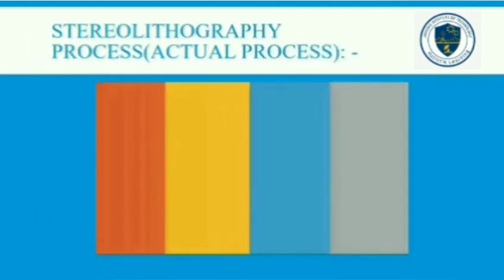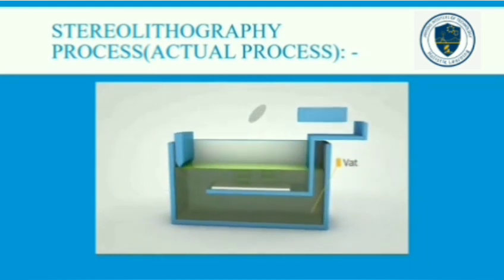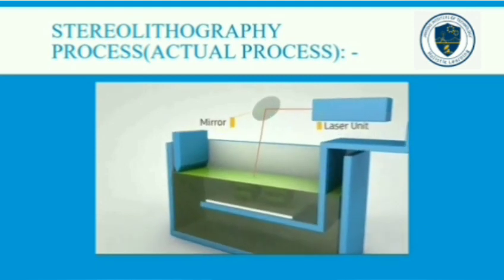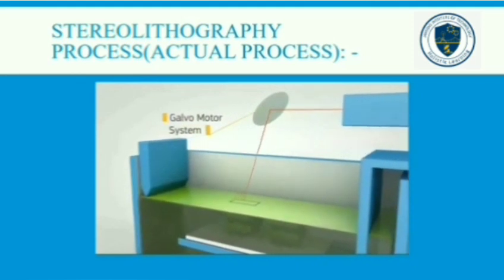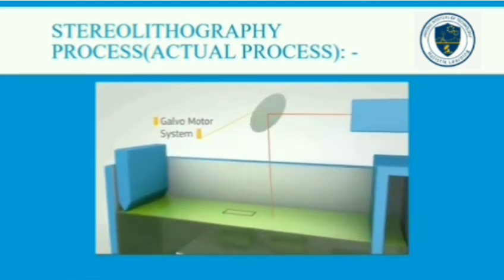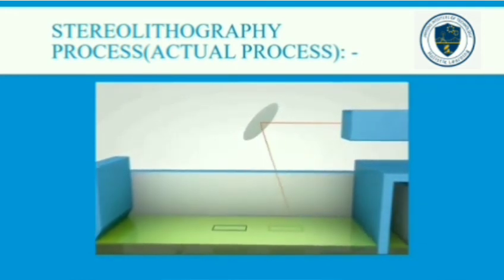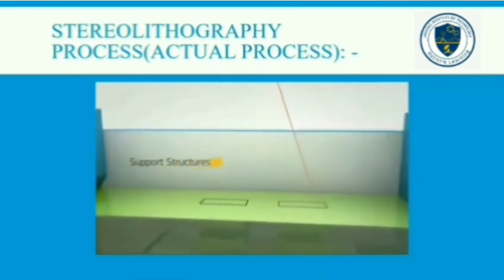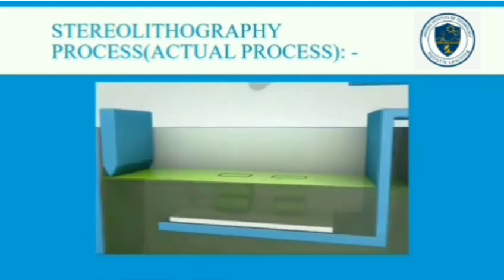The actual process is explained with the help of this animation. The photopolymers are filled in the tank. After that, laser system passes the laser unit to the mirror. That mirror is controlled by galvanometer system. With the help of the galvanometer system, the X and Y direction of laser is controlled. When the laser passes through the photopolymers, due to the laser heat and photopolymerization process, it makes the support structures and part geometry which are transferred from system to the AM machine.